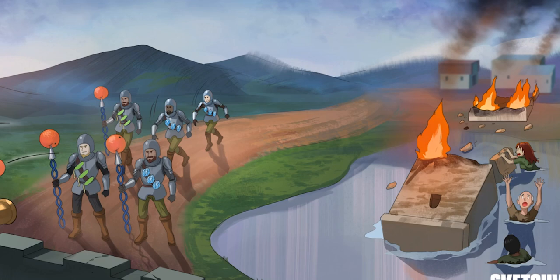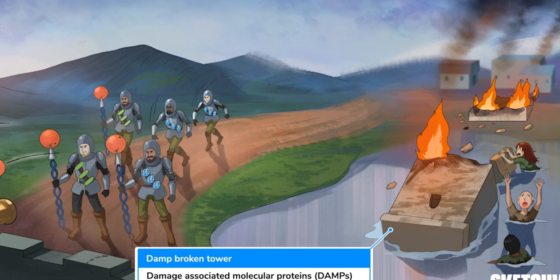All right, we got a little damage here, and while this is an unfortunate scenario, it's certainly a memorable one to discuss the next type of pattern that the innate immune system recognizes. So similar to PAMPs are DAMPs, or damage-associated molecular patterns, which we've symbolized with this damaged tower growing quite damp as it slowly sinks into the old pond.